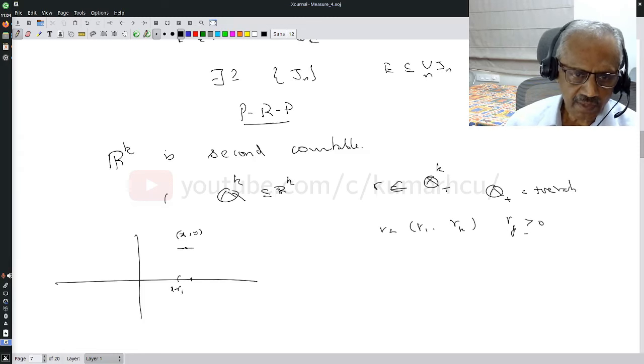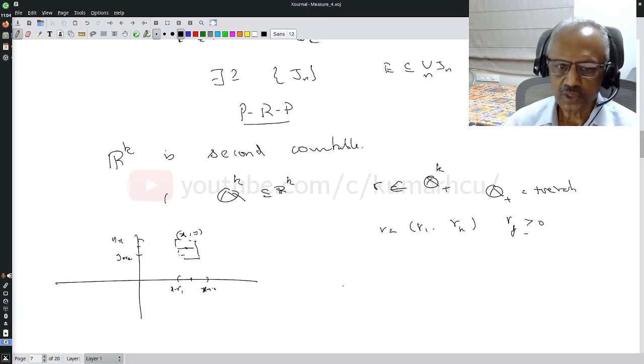X minus R1, X plus R1, and this is in the Y direction. Okay, Y minus R2, Y plus R2. So look at this. Okay, so that's what I want to look at.